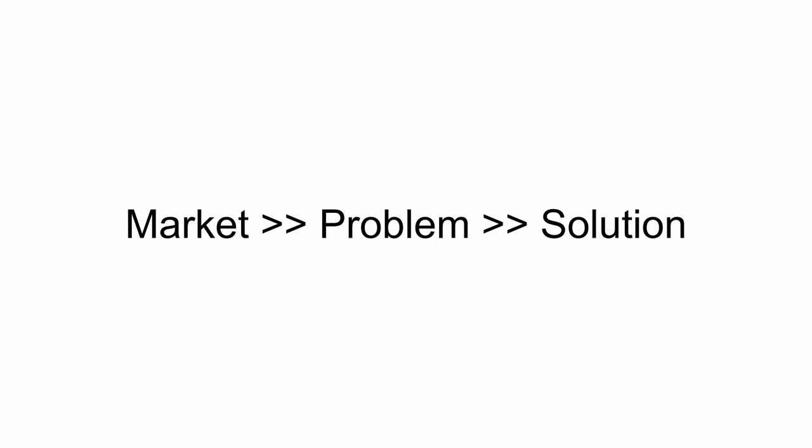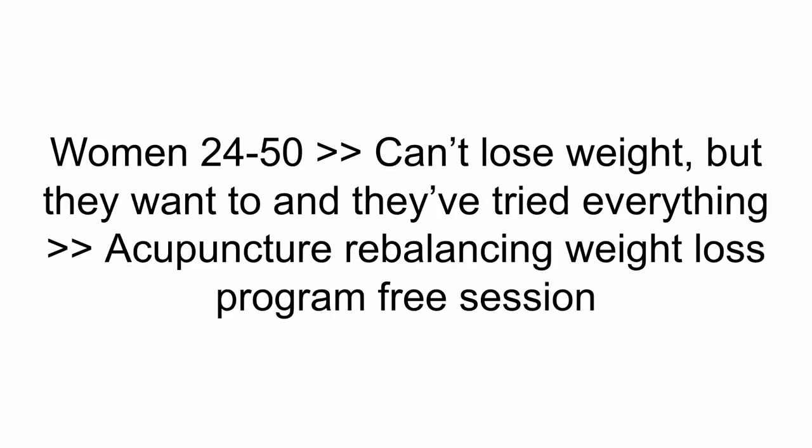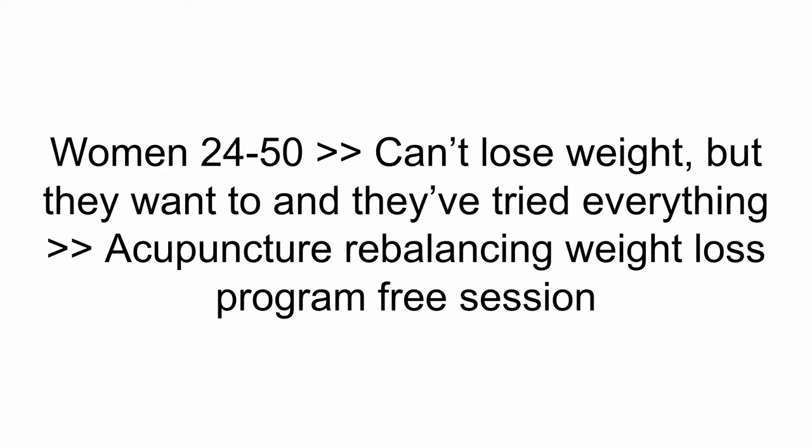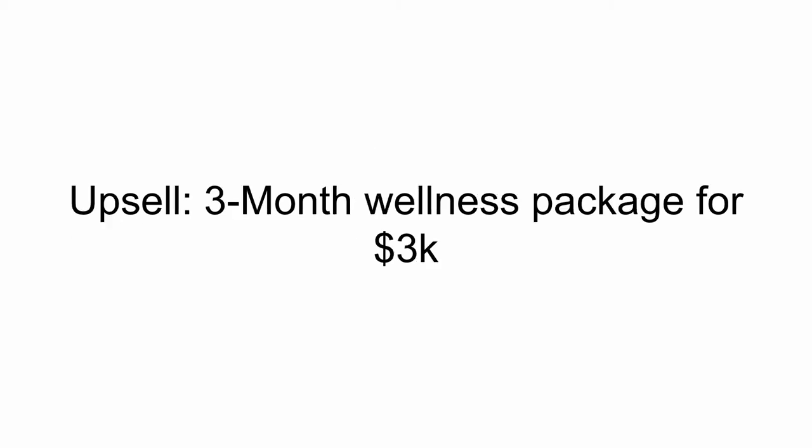So again, just to remind you, I like repetition: market, problem, solution. Women aged 24 to 50 who can't lose weight, but they want to and they've tried everything. You might offer them an acupuncture rebalancing weight loss program free session. That's going to be your front-end offer, that free session for the acupuncture rebalancing weight loss program. And then the back-end offer might be a 3-month bonus package for $3,000. So that's the whole program you would take someone through if they wanted to get their ideal outcome, which would be to lose a certain amount of weight in this particular offer.